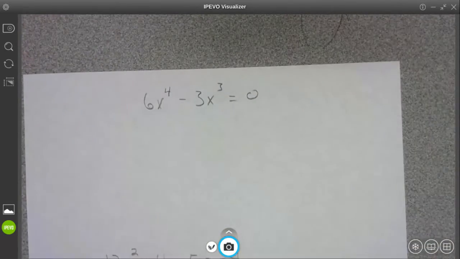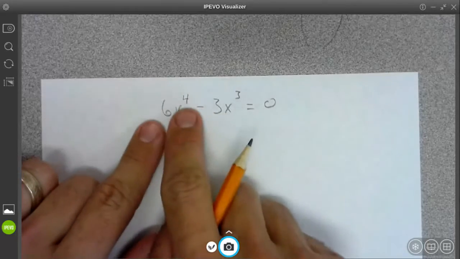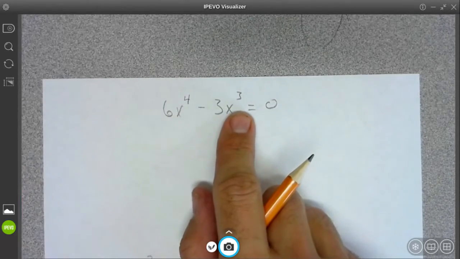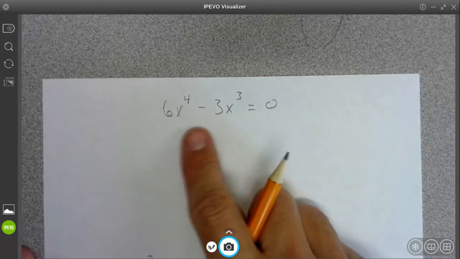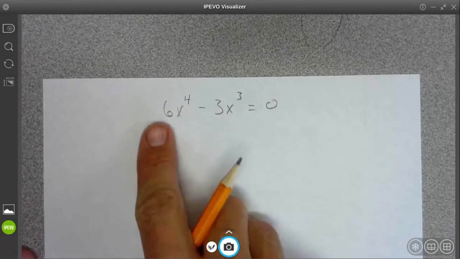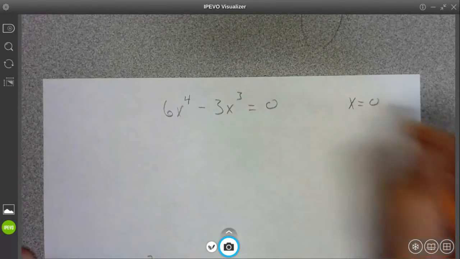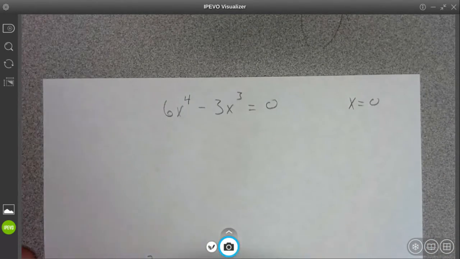Two more real quick. All right. To solve this one, it's not even a quadratic anymore. Looks like 0 would work. Yeah. 0 times 6, 0 times 3, this will all give you 0. All right, x equals 0 is one of the answers for sure.